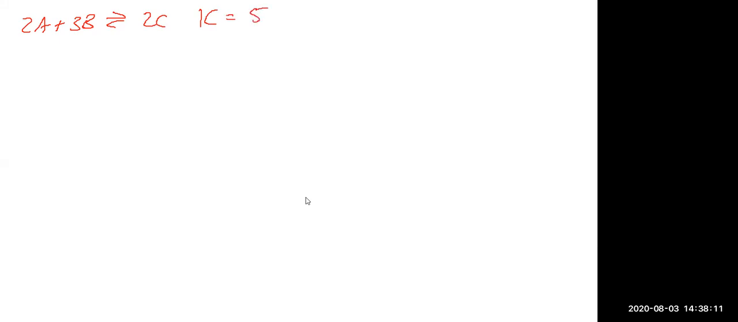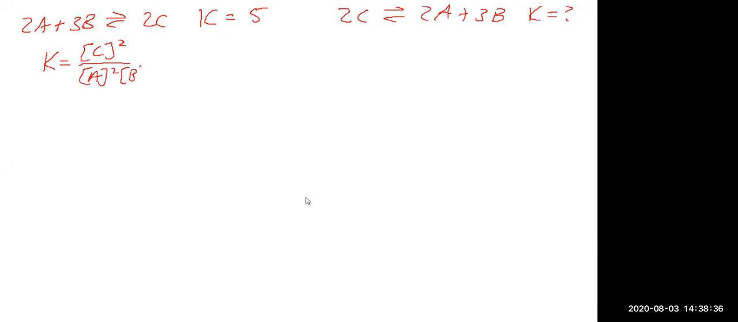And if we decide, well, we need this reaction reversed, when we reverse this reaction, we would have 2C goes to 2A plus 3B. Now, what happens to the K value? We could really see if we just look at the expression. This would be C squared over A squared and B cubed. The K value for this one would be A squared B cubed divided by C squared.